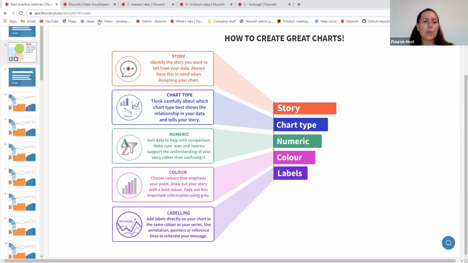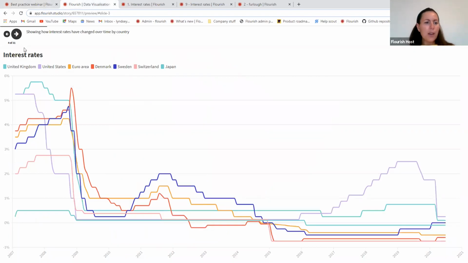So if I go to my preview mode, the first example I'm going to take you through is a line chart of interest rates for different countries. So these are interest rates for these 6 countries over time. And the focus of the story is how these interest rates have changed over time. So using our 5 steps, what decisions do we make about making this chart easier for a reader to understand and take away the message that we want them to take away?